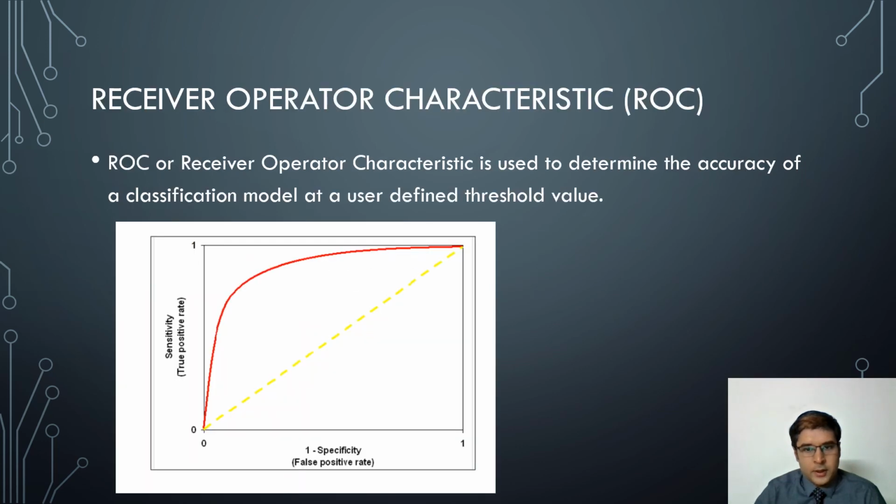Receiver operator characteristic, or ROC, is another classification accuracy predictor. It is used to determine the accuracy of a classification model at a user defined threshold value. So in the figure you can see the ROC curve.